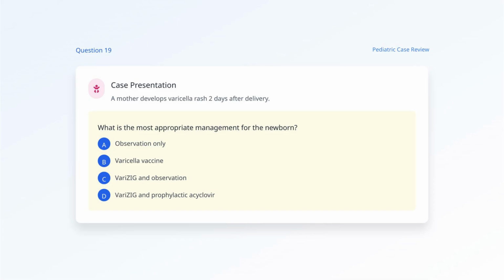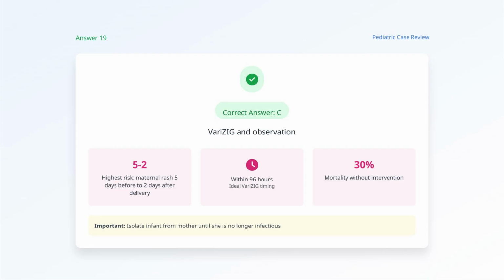A mother develops varicella rash 2 days after delivery. What is the most appropriate management for the newborn? A. Observation only. B. Varicella vaccine. C. VariZIG and observation. D. VariZIG and prophylactic acyclovir. The correct answer is C.